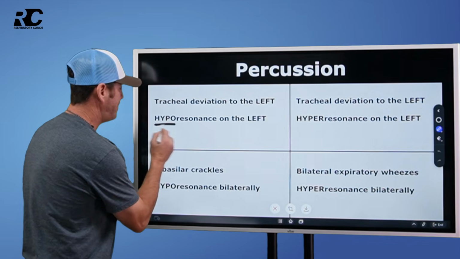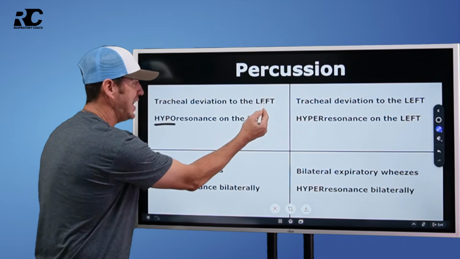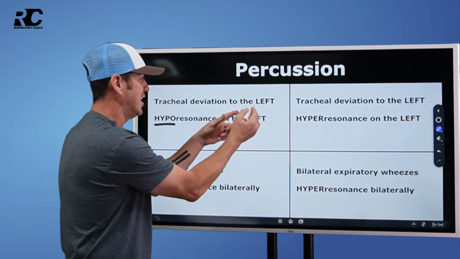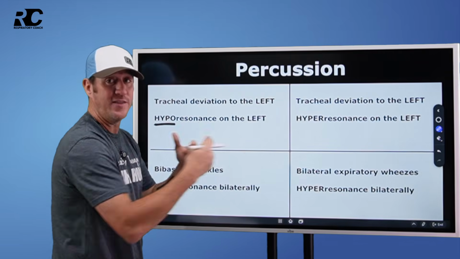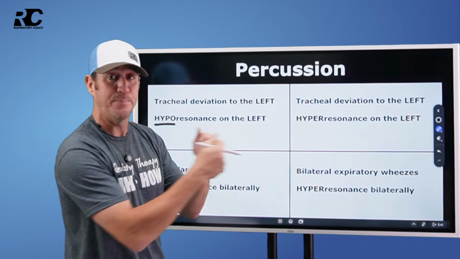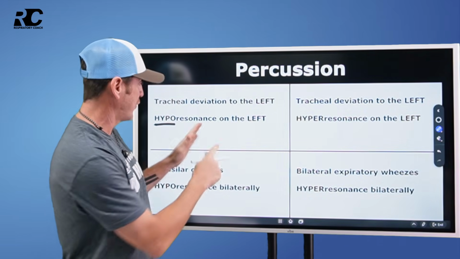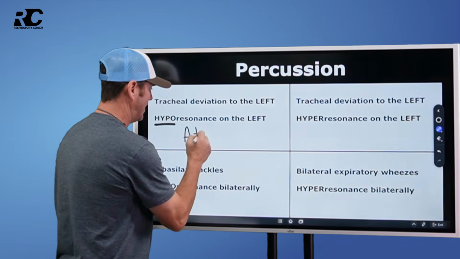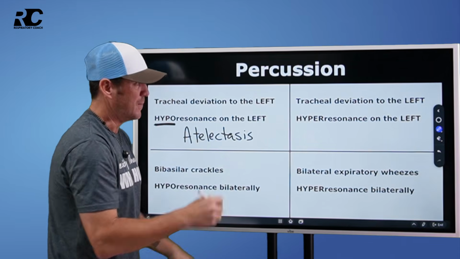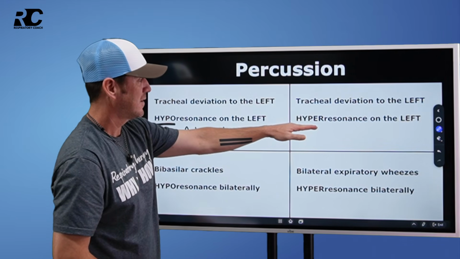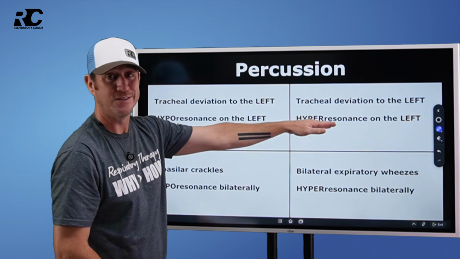We've got a hypo-resonant note on the left. That means the trachea is coming to the left and the abnormal finding is on the left. That means the trachea must be being pulled towards it, right? So for here, I'm thinking atelectasis.